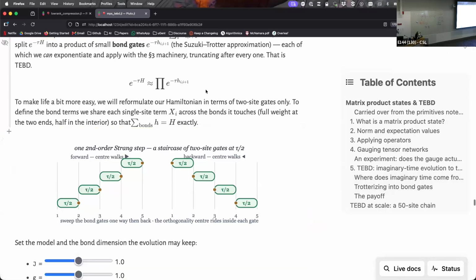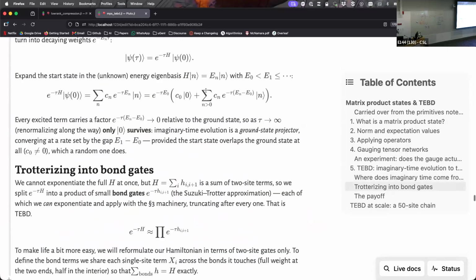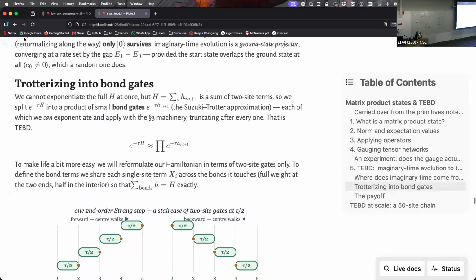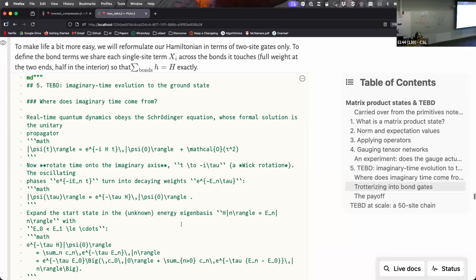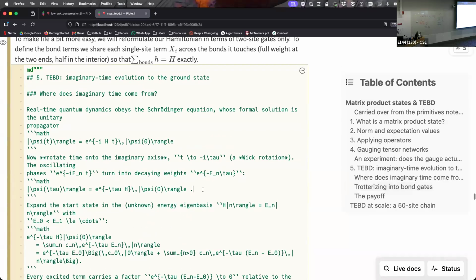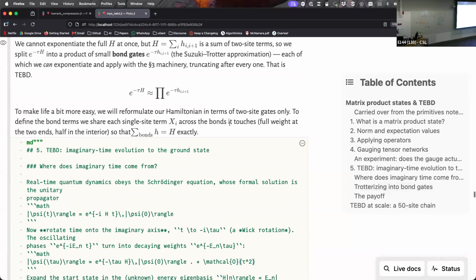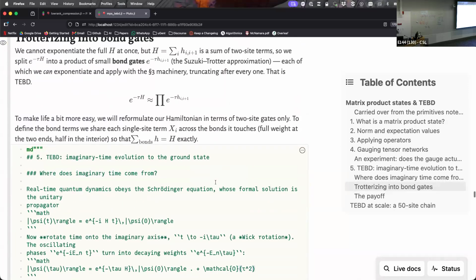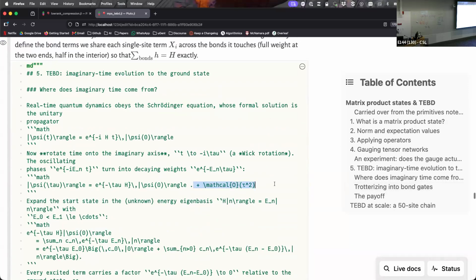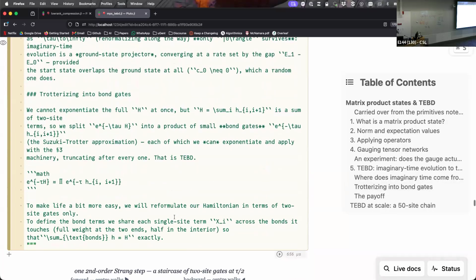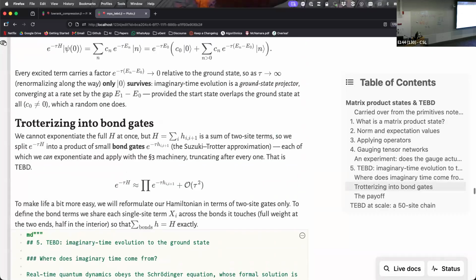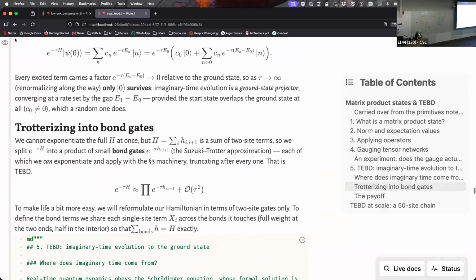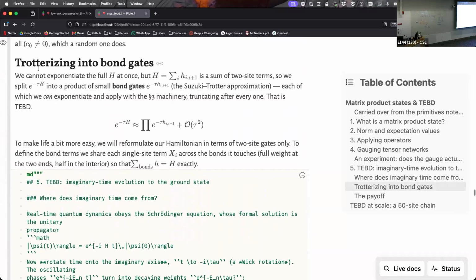If I wrote that correctly, where did I write this? Maybe not there. Oh. This is why you don't live code here. Yes. Right. Oops.